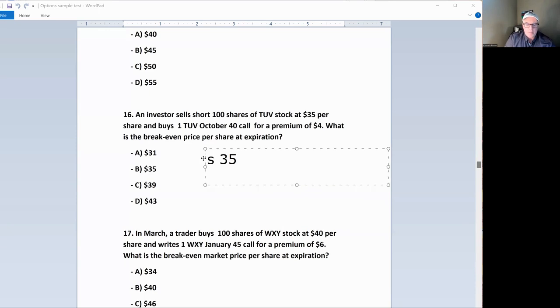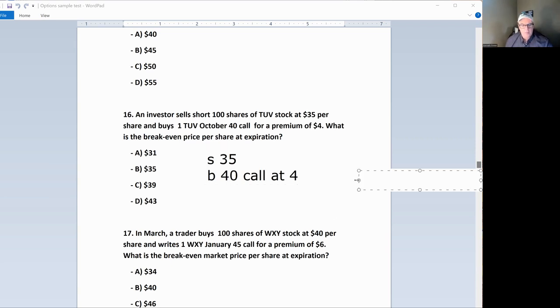So, at 35, buy a 40 call at 4. Buy and a sell, we subtract from the stock. 35 minus 4, 31. That's my break even. And I am bearish because I sold stock. Boom, boom, boom. Good. We're going.